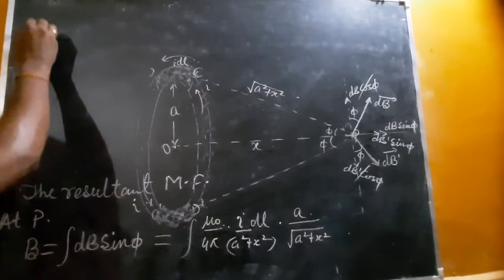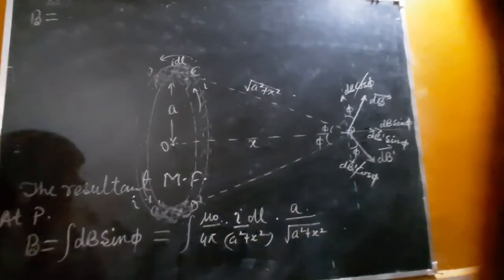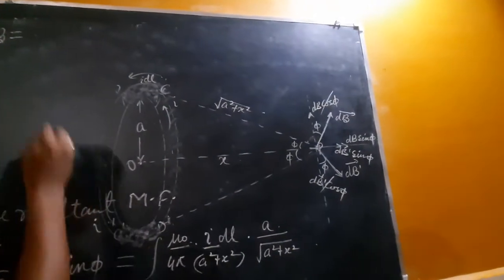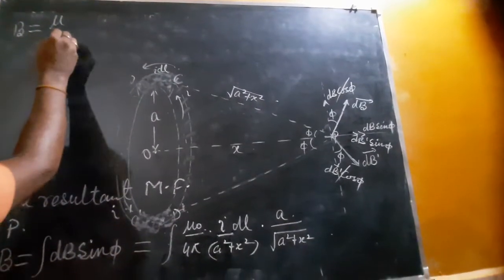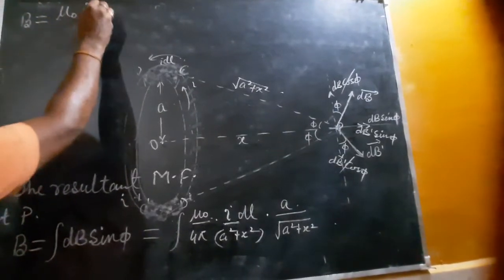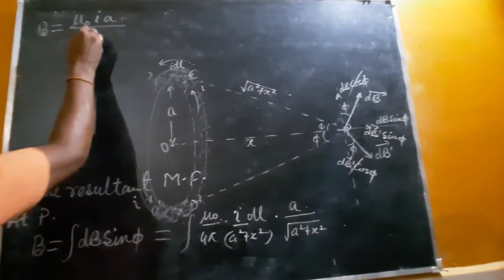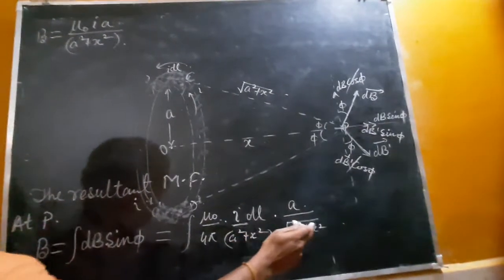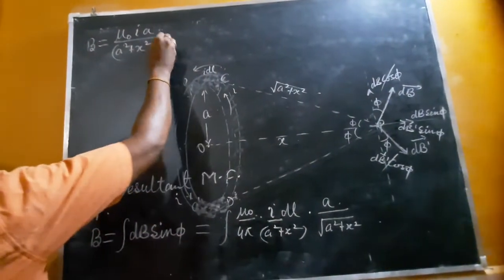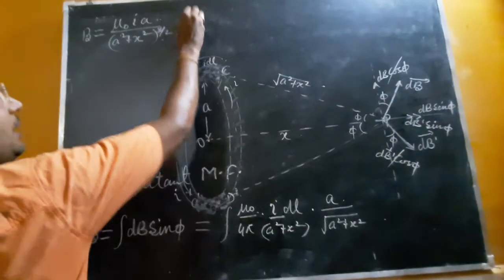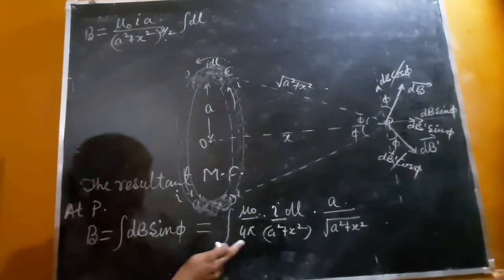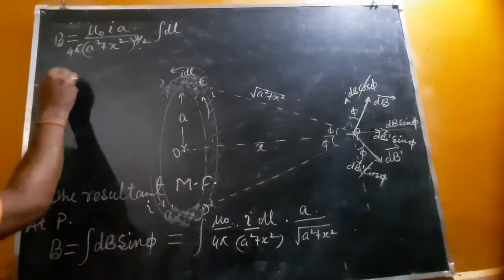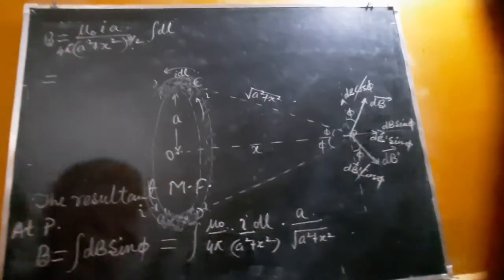So the magnetic field B is equal to mu naught upon 4 pi, all things are constant except dl. So mu naught I a upon a square plus x square. Here the power is 1, here the power is 1 by 2, 1 plus 1 by 2, that will be 3 by 2, integration dl. Sorry, this is 4 pi. So finally, what is the value of integration dl?